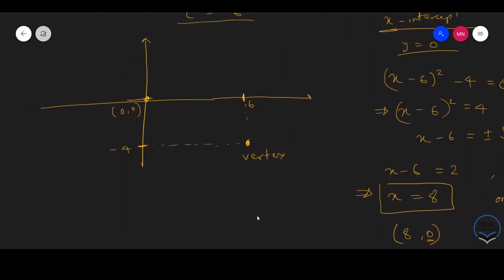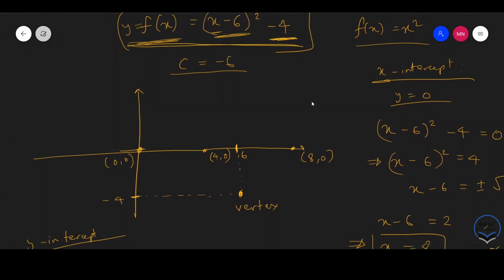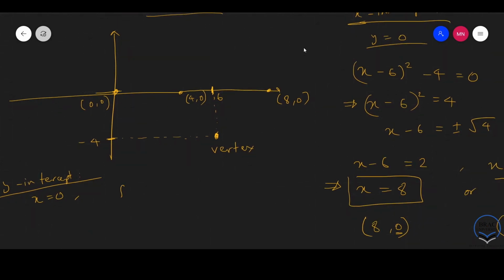So we can plot these points on our graph. So let's say this point is (8, 0), and let's say this point is (4, 0). Now let's try and find the y-intercept. For finding the y-intercept, we set x to be equal to 0. Once again, our function was (x minus 6) whole squared minus 4. So when we set x to be equal to 0, we have f of 0 is equal to (0 minus 6) whole squared minus 4. So we have 36 minus 4, which gives us 32. So when x is equal to 0, y is equal to 32, and this will be our y-intercept.